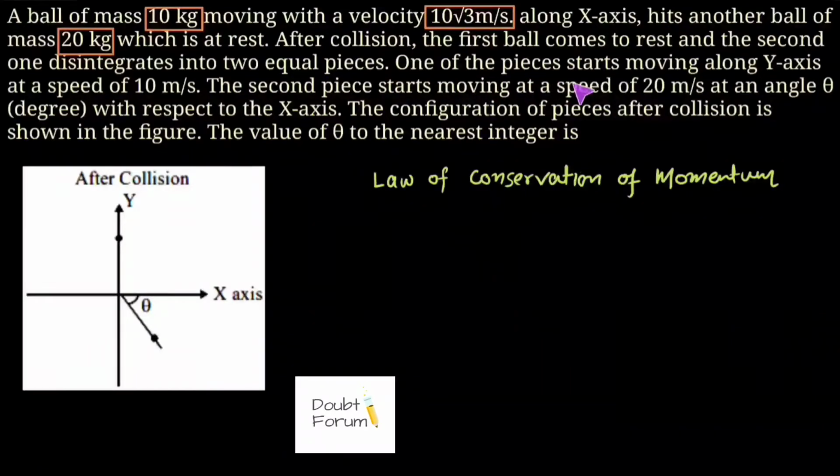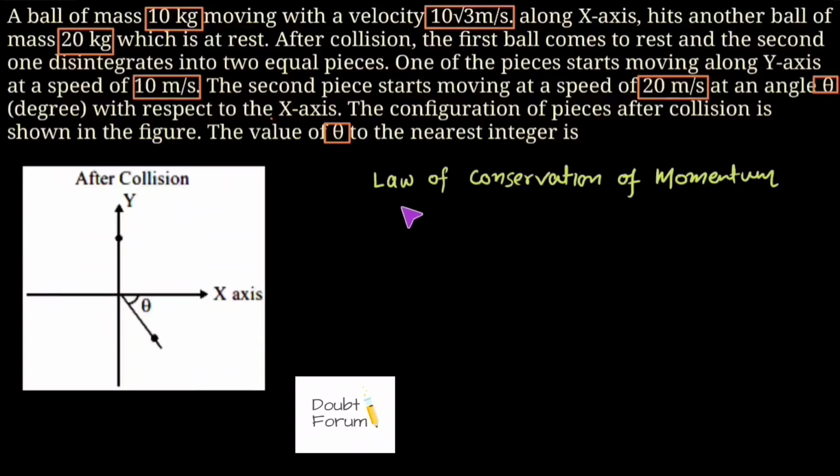One of the pieces starts moving along y-axis at a speed of 10 meter per second. The second piece starts moving at a speed of 20 meter per second at an angle theta degree with respect to the x-axis. The configuration of pieces after collision is shown in the figure. The value of theta in the nearest integer is? So this picture shows the condition after the collision of these two objects.